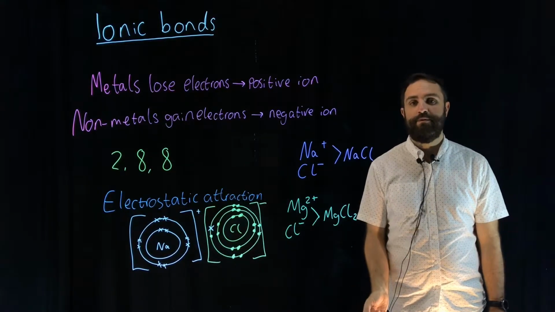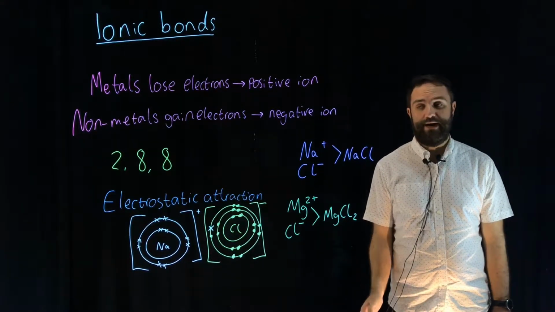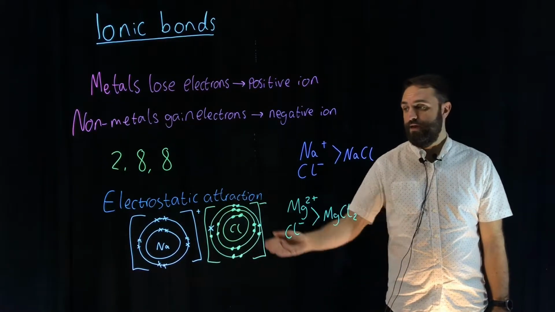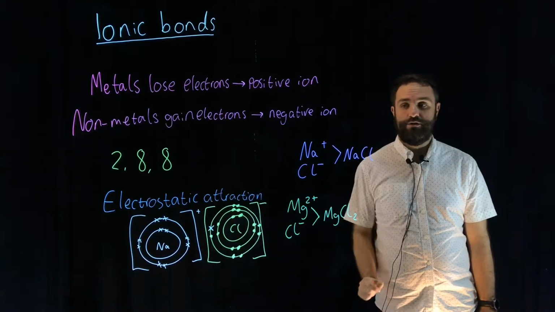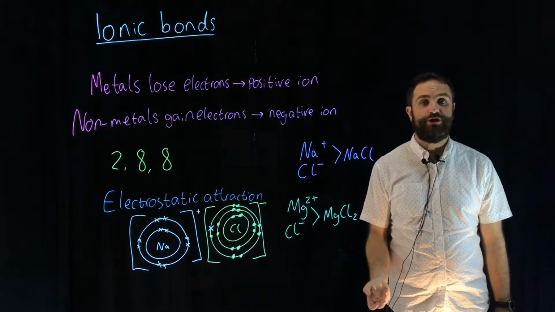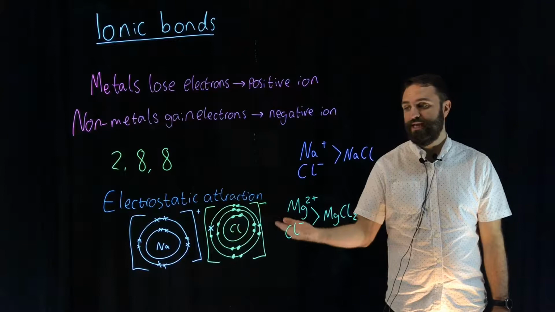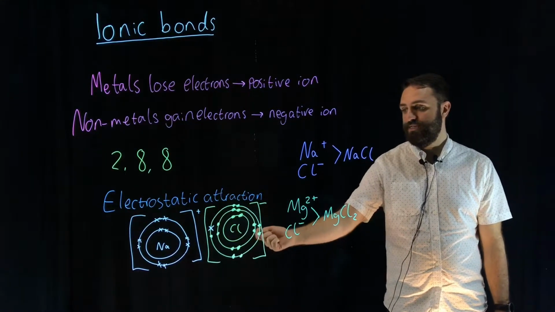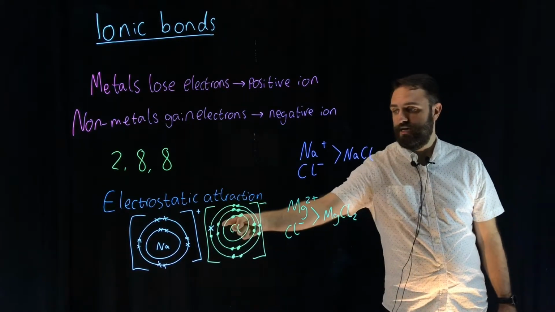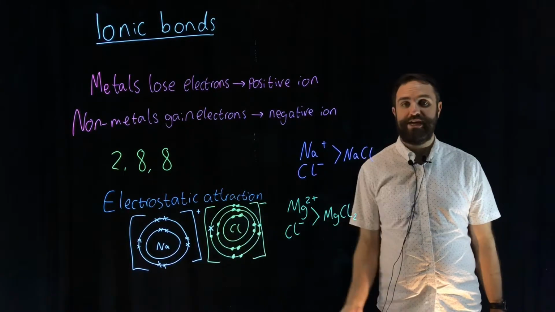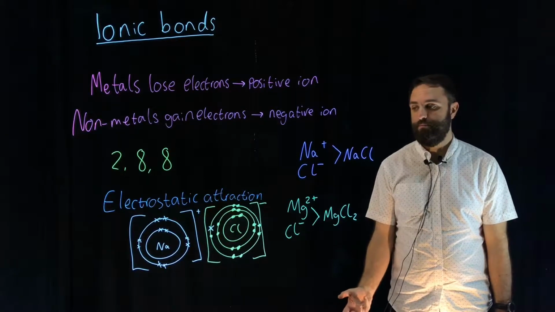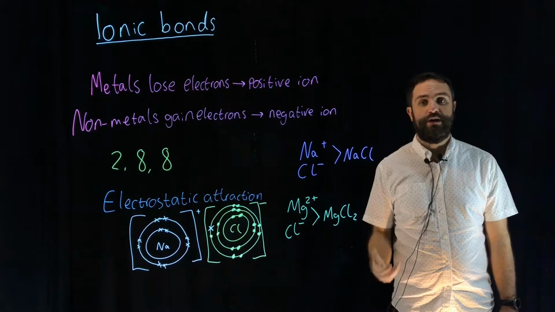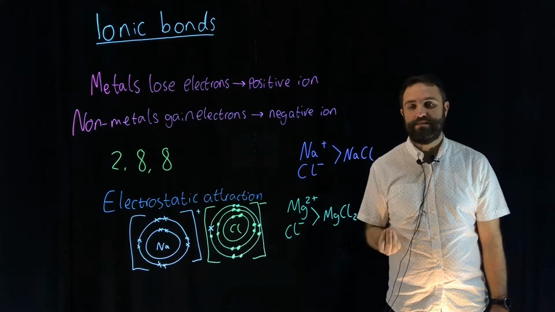A classic example of a compound that is held together by ionic bonds is common table salt, sodium chloride. The sodium loses one electron to form a positively charged ion. The chlorine gains that electron to form a negatively charged ion, which we can represent with these dot and cross diagrams. Notice I've used a different dot or cross to show which atom the electron originally came from. The sodium has a positive charge, the chlorine has a negative charge, the electrostatic attraction sticks them together.